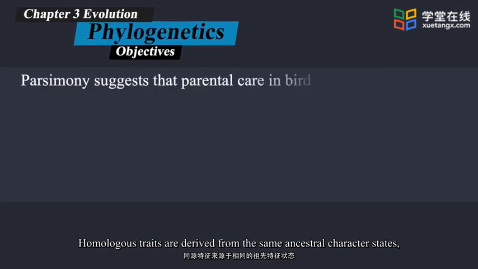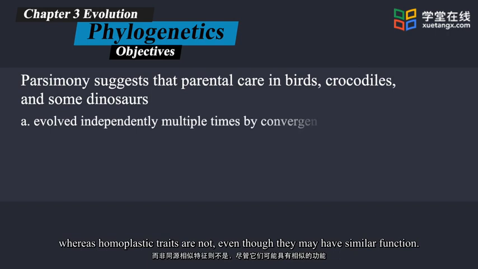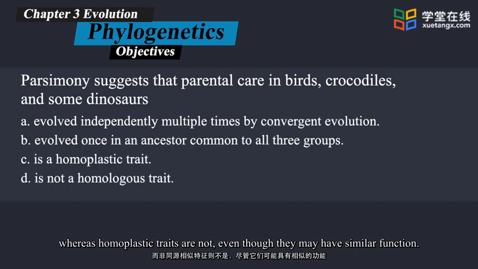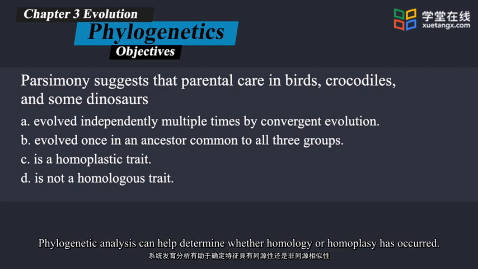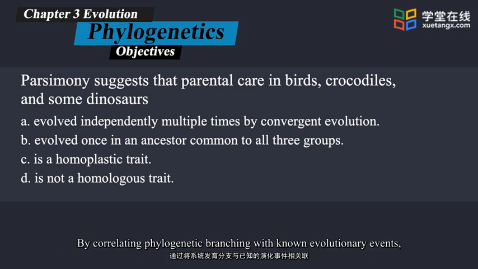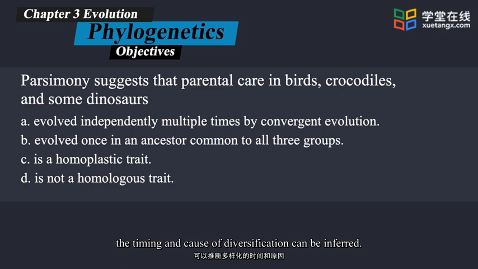Homologous traits are derived from the same ancestral character states, whereas homoplastic traits are not, even though they may have similar function. Phylogenetic analysis can help determine whether homology or homoplasy has occurred by correlating phylogenetic branching with known evolutionary events, and timing and cause of diversification can be inferred.